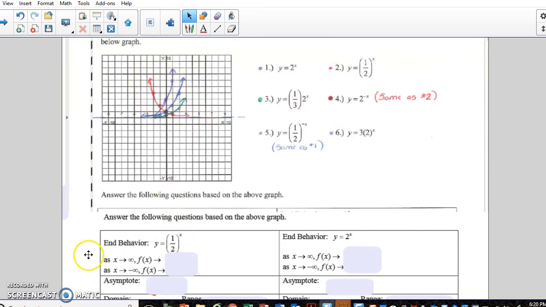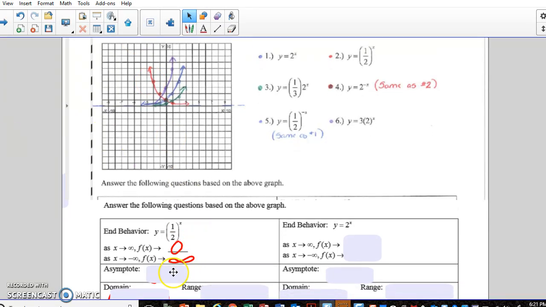We want to identify, first of all, what is the end behavior. So as x is going to infinity, what is happening to f of x? What is happening to my y? Well, hopefully you can see that it's going towards 0. And as I go to negative infinity along this line, as I keep getting smaller and smaller, my y value is actually getting greater and greater and greater. So that's going to infinity.